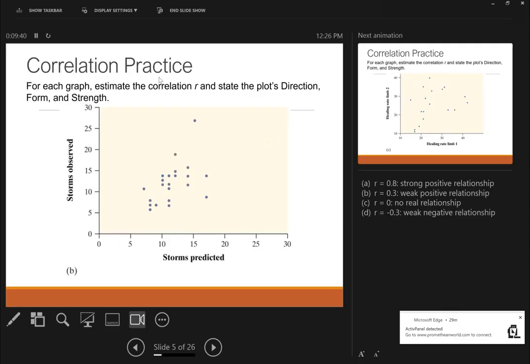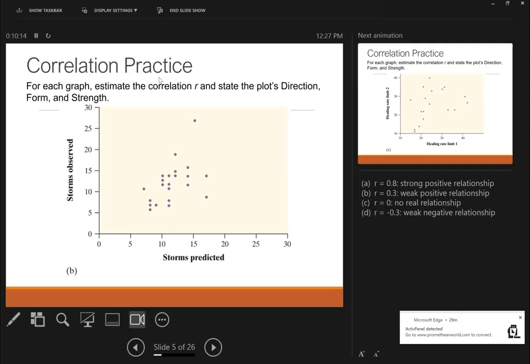All right, let's look at this one. Quite a bit harder here to guess, right? Anybody want to take a stab at it? Give me an estimate for R. I think positive and in the weak range or very weak range is where I would want to be. Yep, I think that's fine.